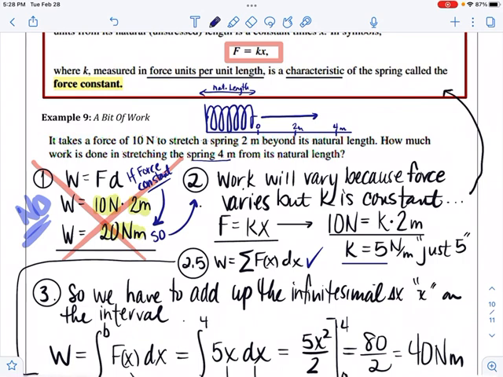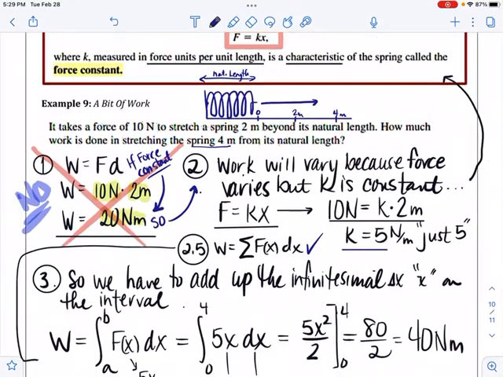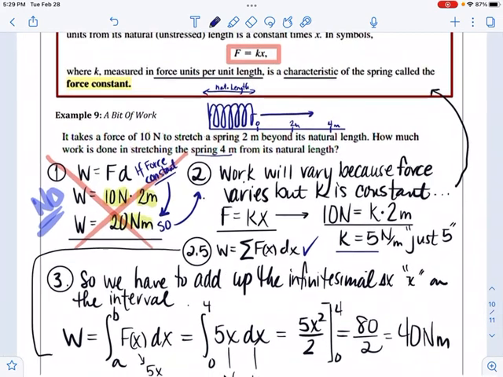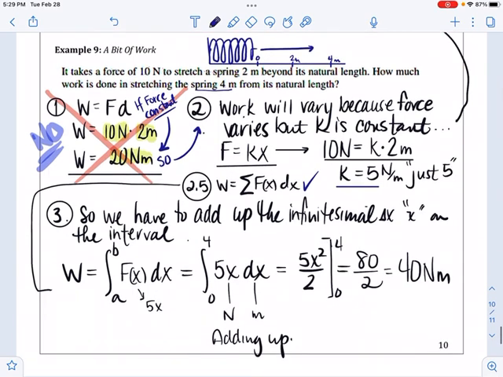But these are infinitesimal delta x's, so what we have to do is use calculus. We want to take the limit as the number of subintervals, the number of sections, goes to infinity. As the number goes to infinity, the size goes to infinitesimal. So that's our step 2.5. And then step 3, all we have to do is add up the infinitesimal delta x's on the interval.